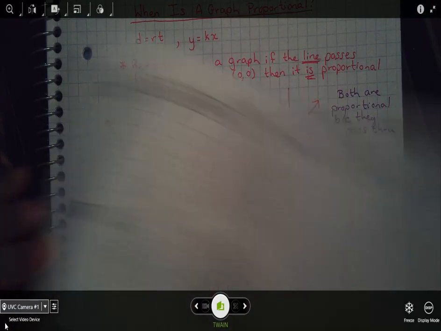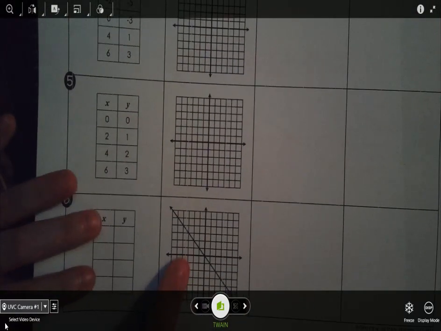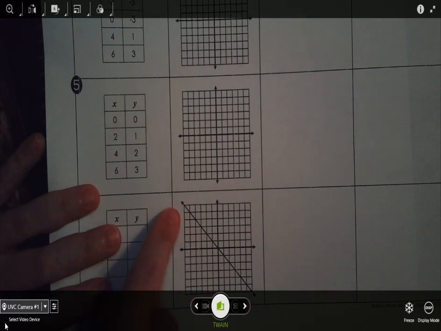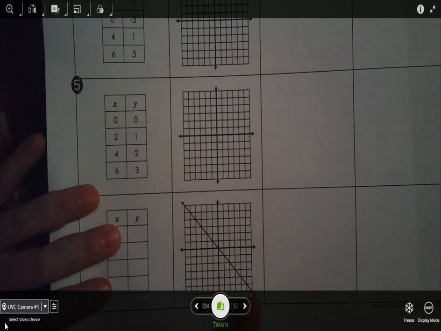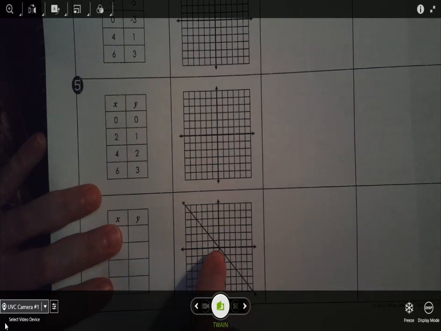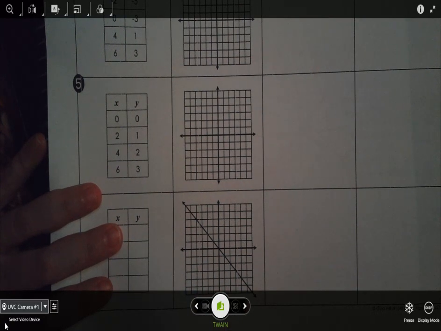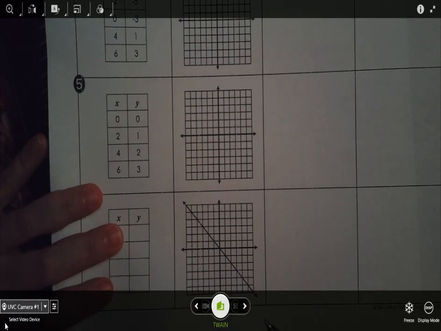Now, on the other side though, if I see this one, it is a line, it's linear, it's constant, it's going down at the same rate. Right here, it passes through the origin. As soon as I see that it passes through the origin, then I can say, yes, this is proportional. Now, they might say, okay, if it is proportional, what is your constant of proportionality? So you got to find that number.